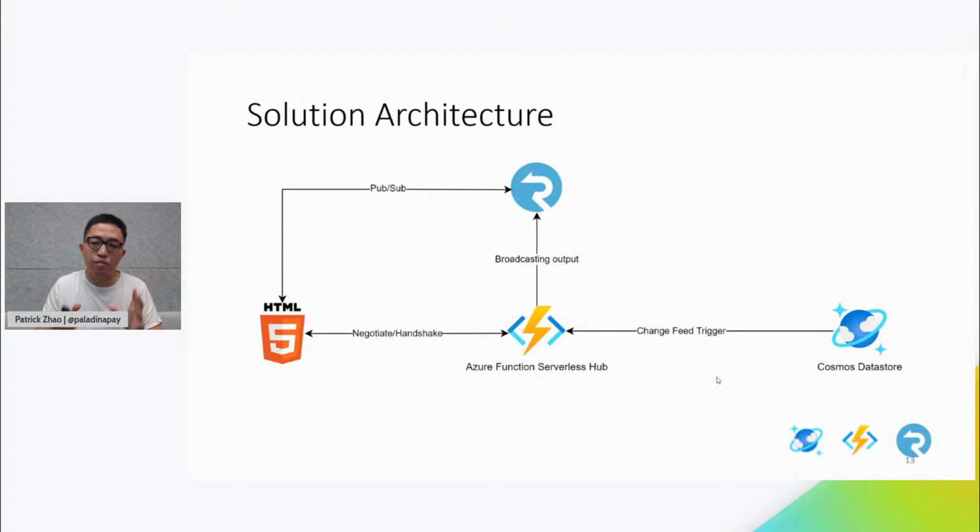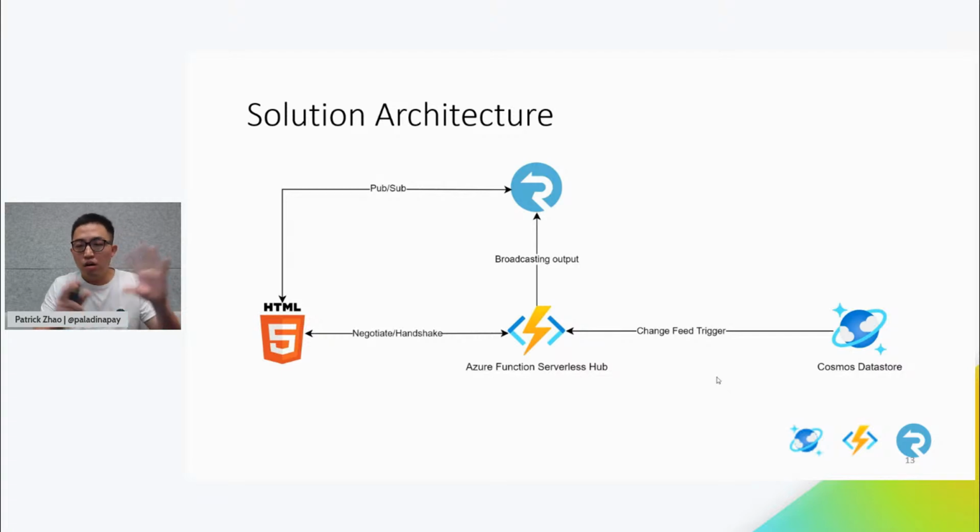Whenever there's a change captured by the change feed built into Cosmos DB, it can trigger Azure Functions Serverless Hub. And Azure Functions Serverless Hub has an output binding that broadcasts messages to the client application via a typical pub/sub architecture via SignalR service. Now, before we allow the connection to be established between the client application, our dashboard on a big screen, and SignalR service, there needs to be a negotiation/handshake process beforehand. I'll show you the code so it will make more sense.